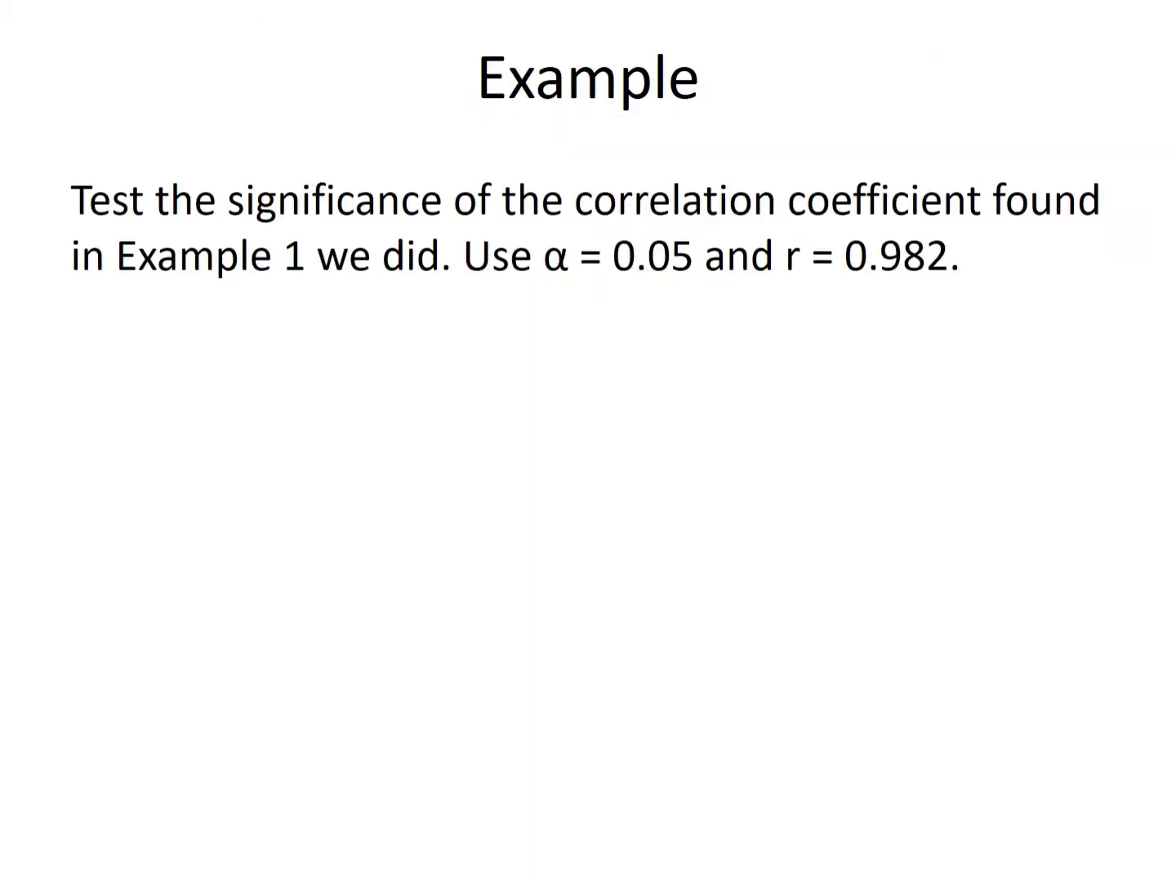So, test the significance of the correlation coefficient found in example 1 if we use alpha equals 0.05 and r equals 0.982. Now, I don't have to bring back example 1 because I found what r is. We found r, and r is 0.982, so I wrote r here. We're going to test the significance of the correlation with the significance level 0.05. So, again, the null is rho equals 0, and the alternate would be rho does not equal 0.